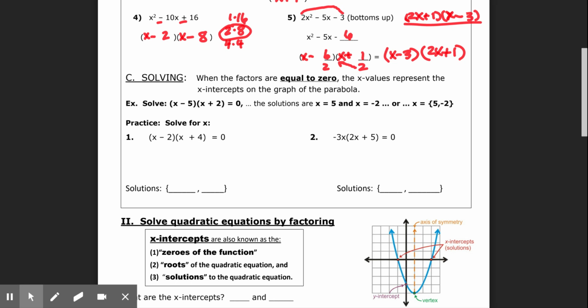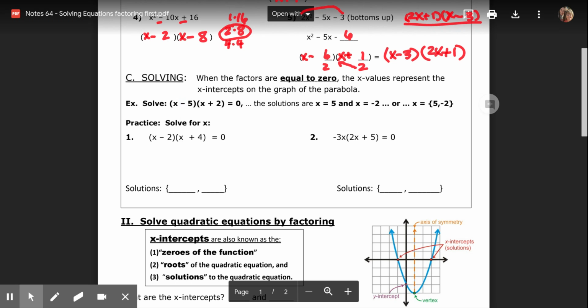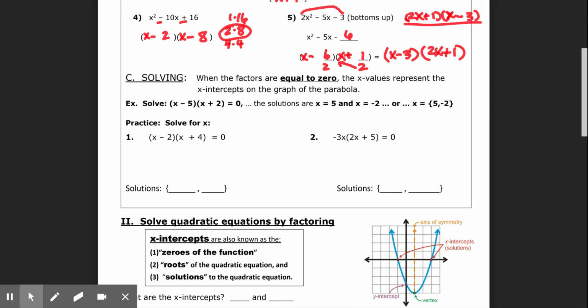So what we're going to do is set each equation, or each parenthesis, equal to 0. So just like here in the example, x minus 5 equals 0. So then you add 5 to both sides, and so x is 5. x plus 2 equals 0. Subtract 2 from both sides, you get x is negative 2.